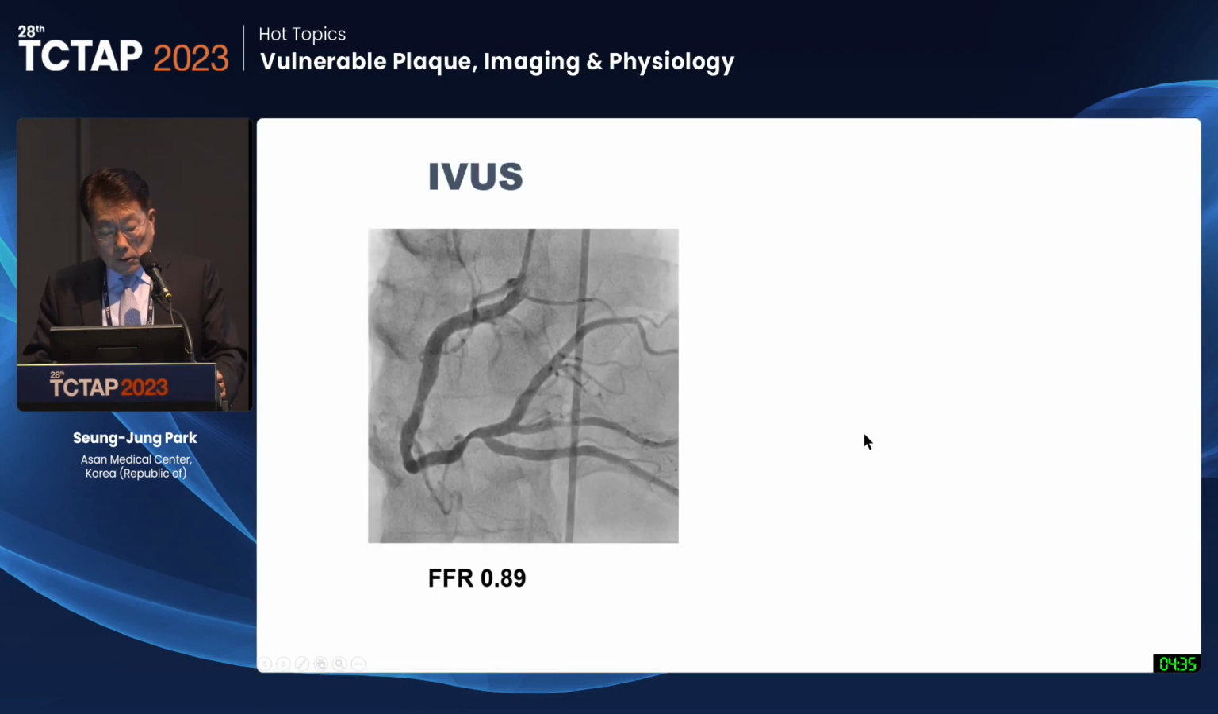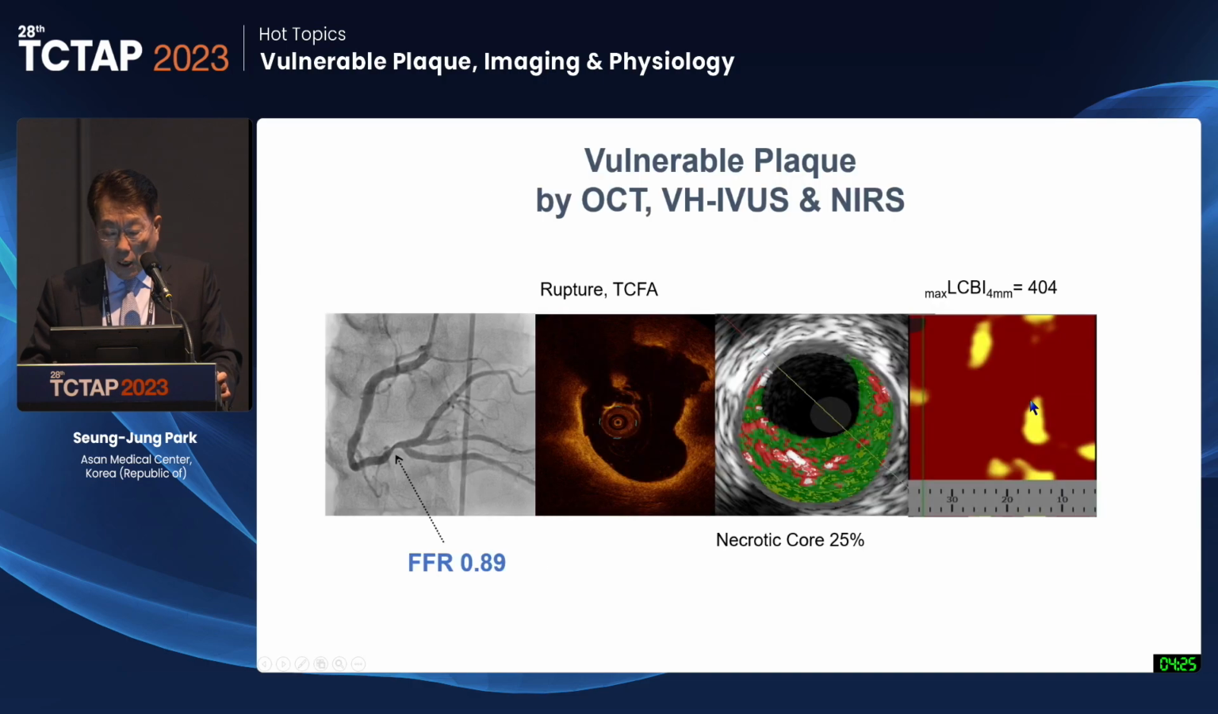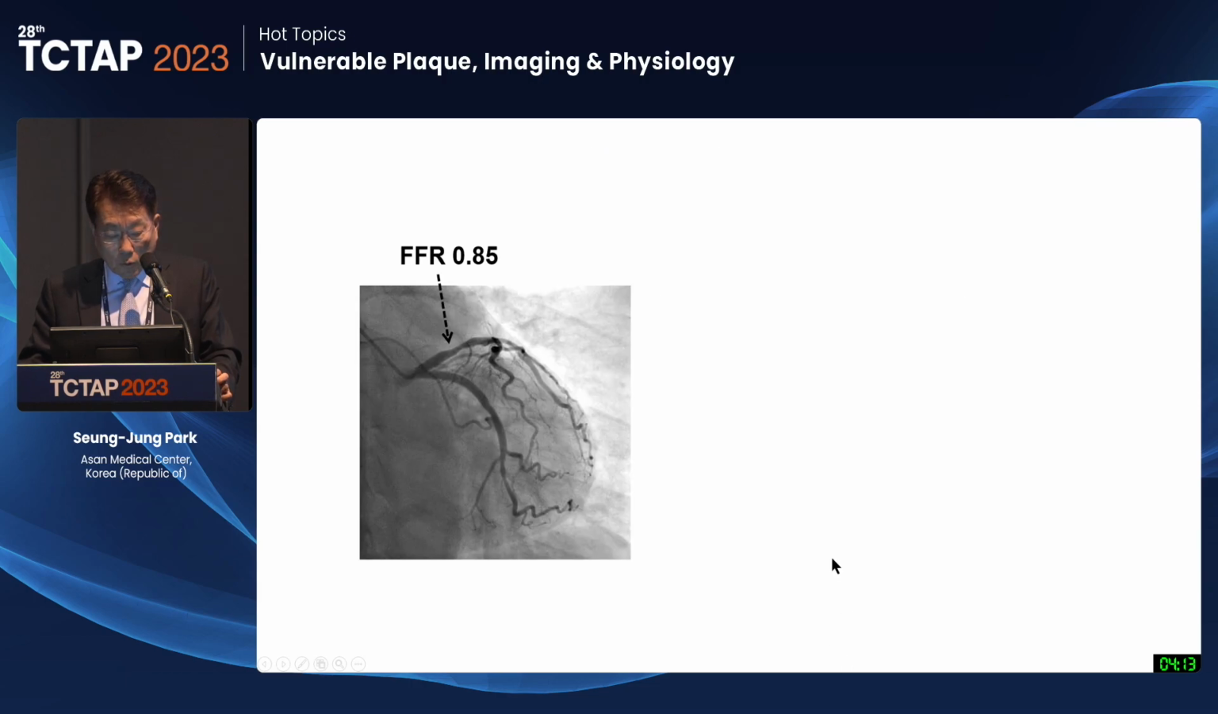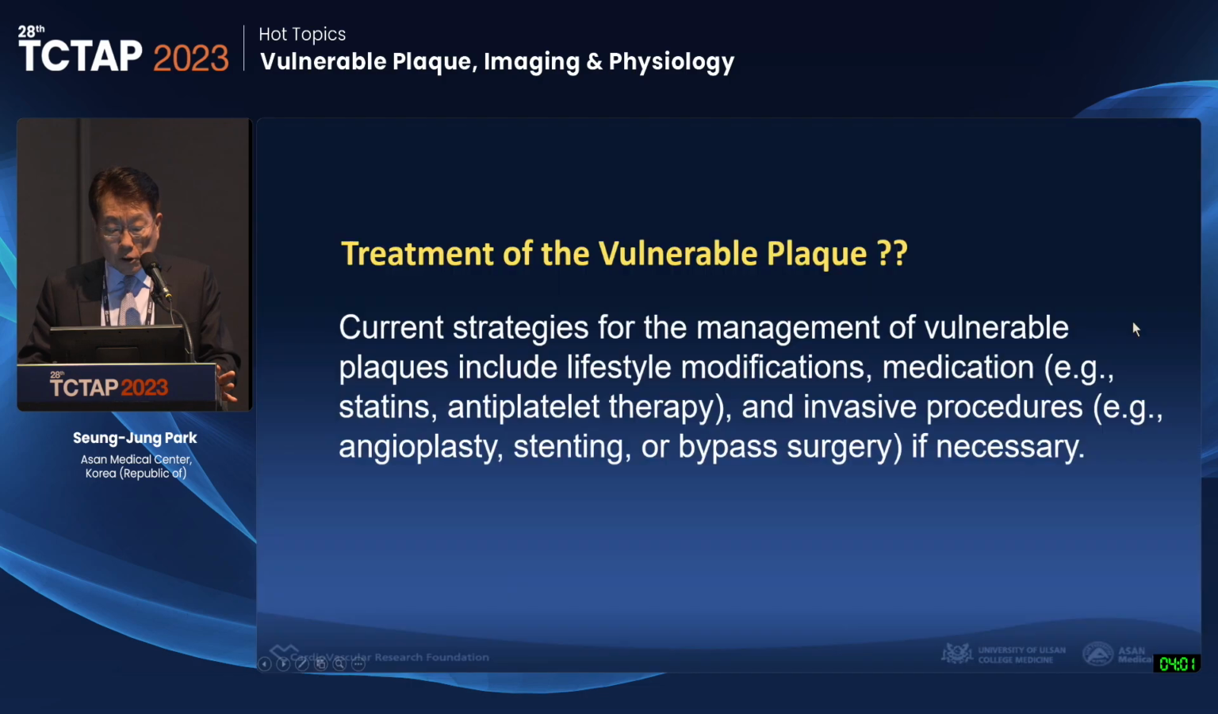So this is an example, exactly the same one, from Dr. Kubo's presentation. Negative FFR, plaque rupture, minimal lumen area smaller than 4 millimeter squared, and large plaque burden by OCT. NIRS clearly shows LCBI is more than 300. By OCT findings, thin-cap fibroatheroma, necrotic core more than 25%. Another case, negative FFR, thin-cap fibroatheroma, rupture with thrombus and higher LCBI, smaller minimal lumen area, and large plaque burden.